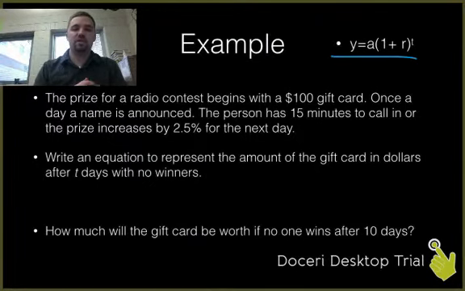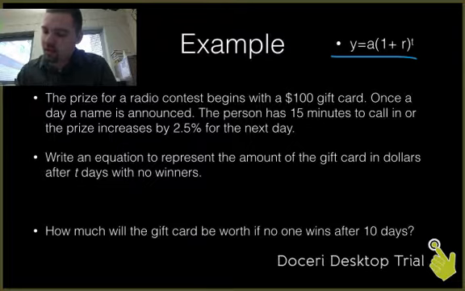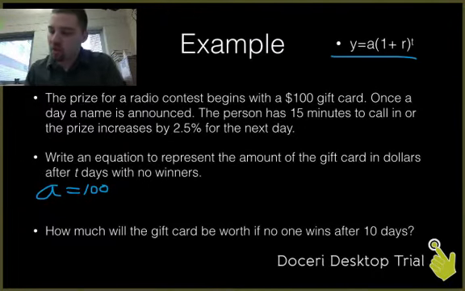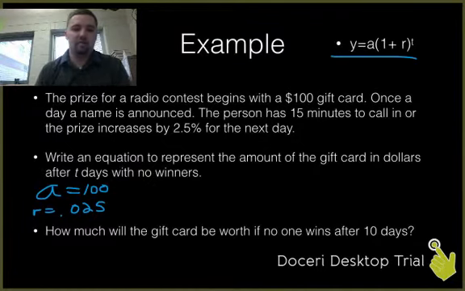We want to write an equation that represents the amount of the gift card in dollars after T days with no winners. Let's break down what's going on here. The initial amount, what you're starting with, is $100. So A is equal to 100. The rate is 2.5%, but remember, we would never write 2.5. We want our percentage as a decimal. So our rate, R, is equal to 0.025. If you can't remember how to do that, just divide it by 100, and that will give you the rate R. And then after T days.